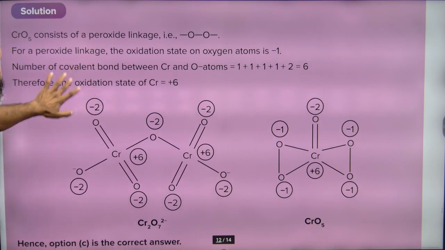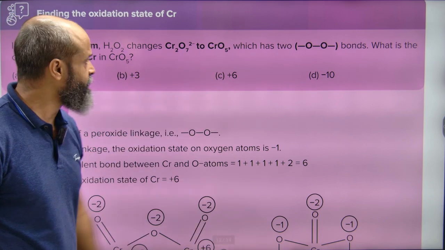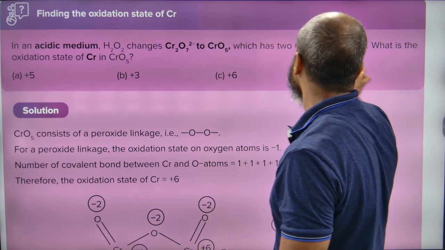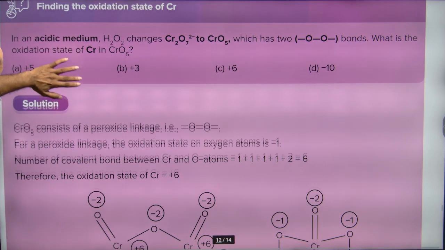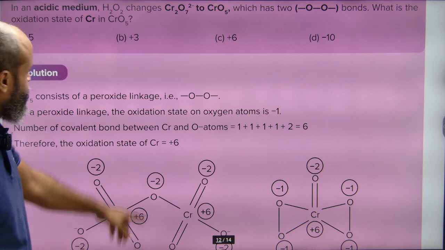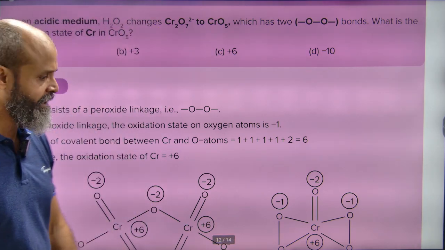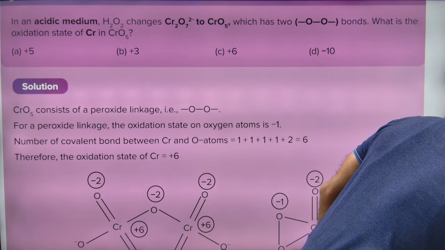Okay, so let's look at this. In acidic medium H2O2 changes Cr2O7 2- to CrO5, which has 2 peroxy bonds. What is the oxidation state of chromium in CrO5? So CrO5 consists of a peroxy linkage, that is O-O. For a peroxy linkage, the oxidation state of an oxygen atom is -1.